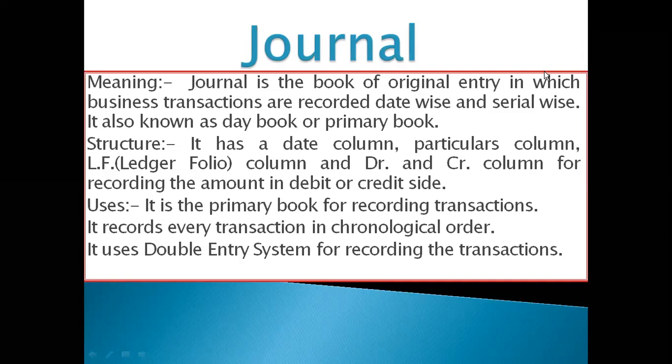So, uses. Journal has the following uses. First, it is a primary book for recording of transactions. Second, it records every transaction in chronological order. And third, it uses the double entry system for recording the transactions. However, journal is also known as the book of original entry.